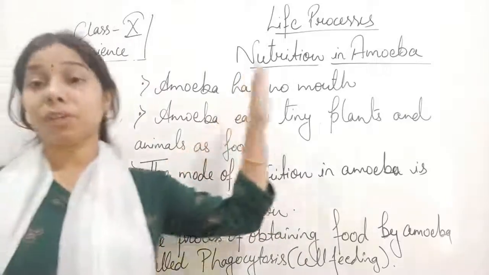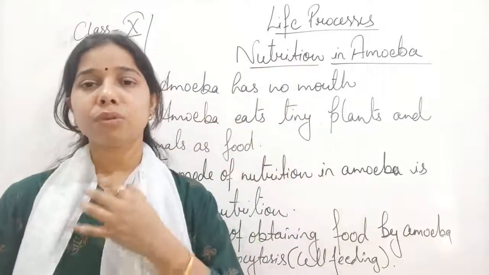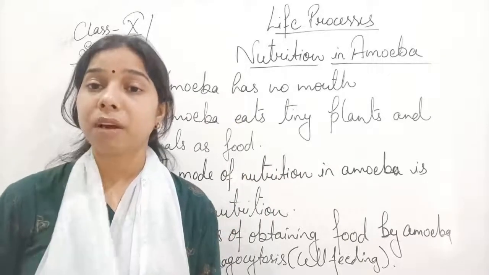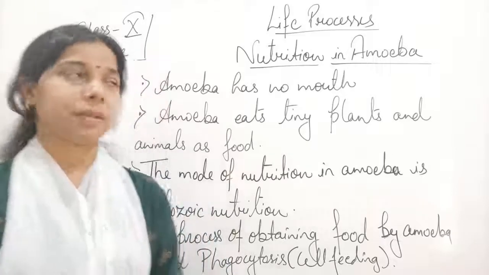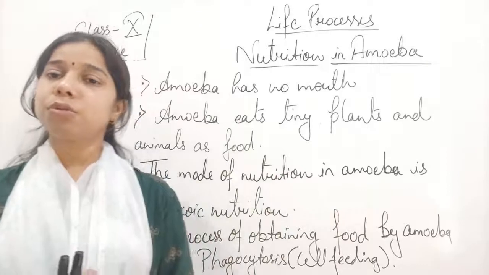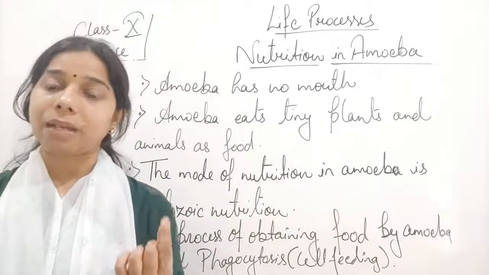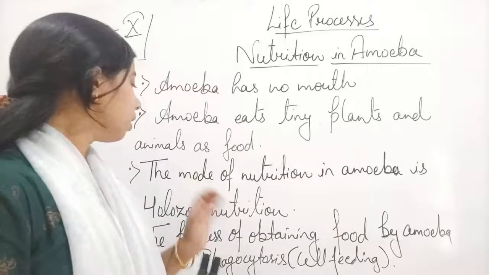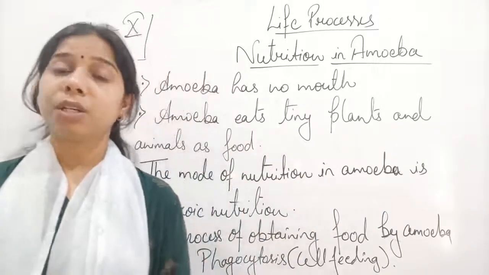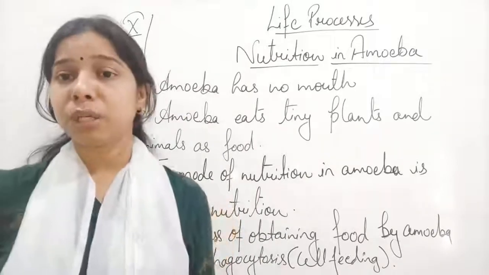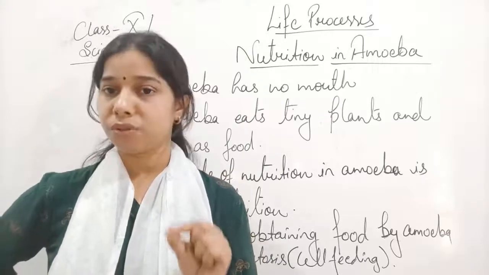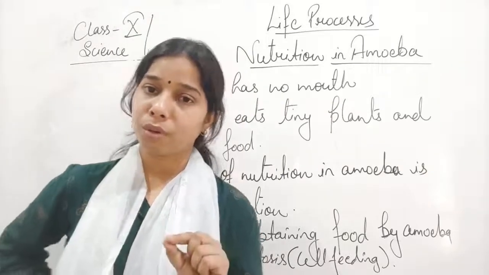First thing, it has no mouth. As we can see, we have a mouth, so we ingest food very easily with the help of the mouth. But in the case of the amoeba, there is no such mouth present. The food it takes is tiny microscopic plants or animals. It eats these tiny microscopic plants and animals for nutrition. The kind of nutrition shown by the amoeba is the holozoic mode of nutrition.